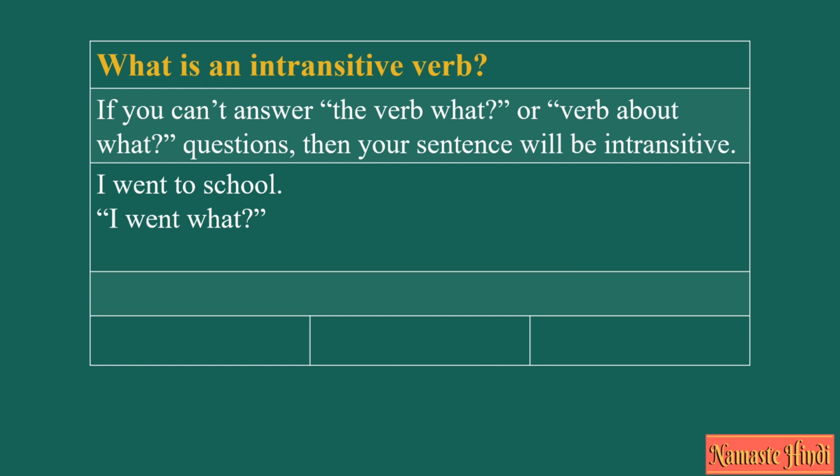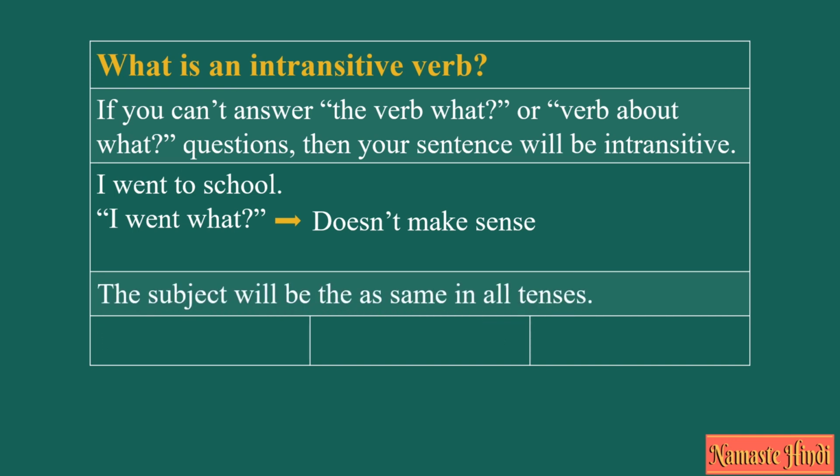If you can't answer the verb what or verb about what questions, then the verb will be intransitive. For example, if the sentence is I went to school, if you ask yourself I went what, it doesn't make sense because the correct question would be I went where. So in this case, the sentence would follow the intransitive grammar structure. The subject will be the same in all tenses.